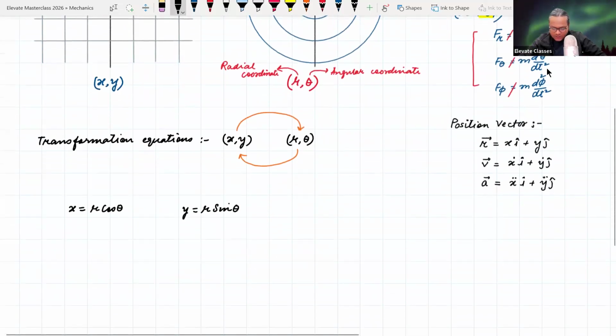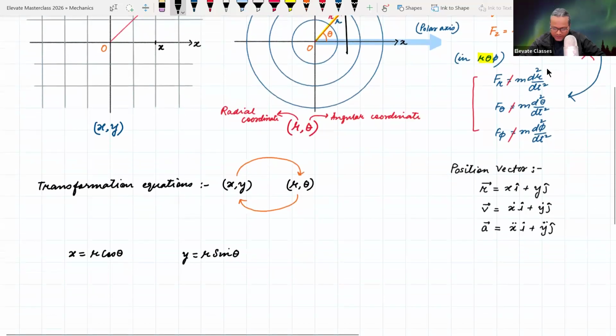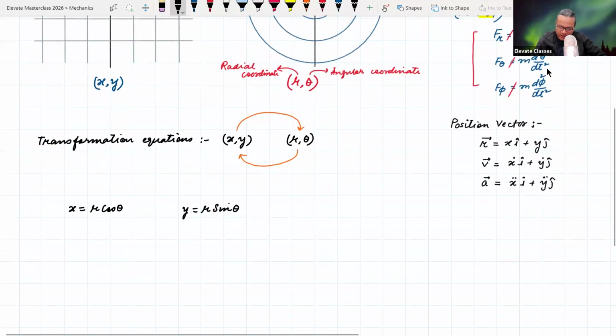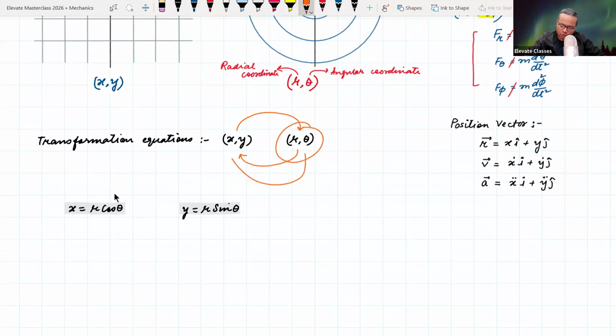So this will give us an opportunity to figure out the other relationships. So if I have x is equal to r cos theta and y is equal to r sin theta, then this is the transformation relationship on one side. So for example, if I know r and theta, I can go to x and y. If I know r and theta, I can calculate x and y. But what if I know x and y? Then can I calculate r and theta? That also we can find out.